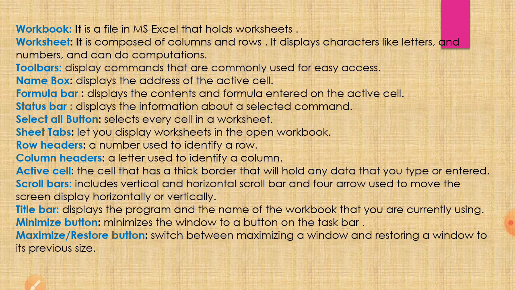Scroll bars include the vertical and horizontal scroll bar and four arrows used to move the screen display horizontally or vertically. Horizontally means to move the page right and left, and vertically means up and down. Then the title bar, already learned, displays the name of the program. Then the minimize button, maximize button and restore button, to minimize the page, maximize the page and restore the window. Look at all these definitions here.